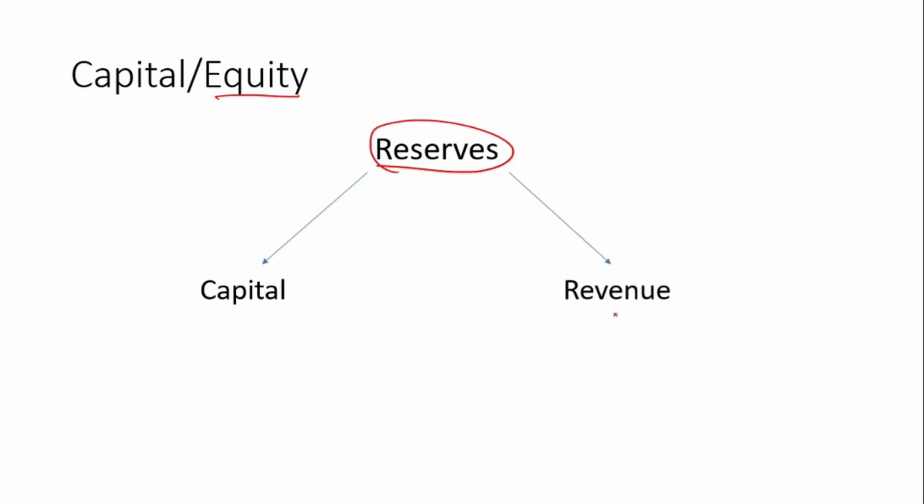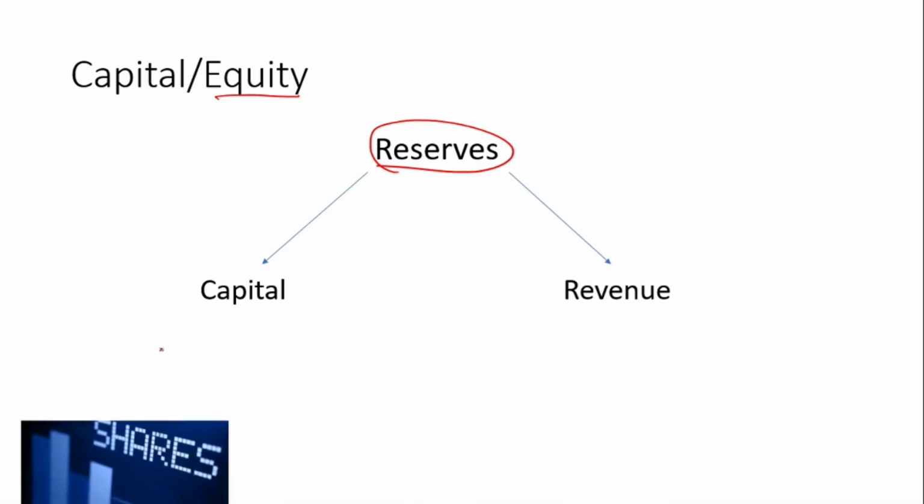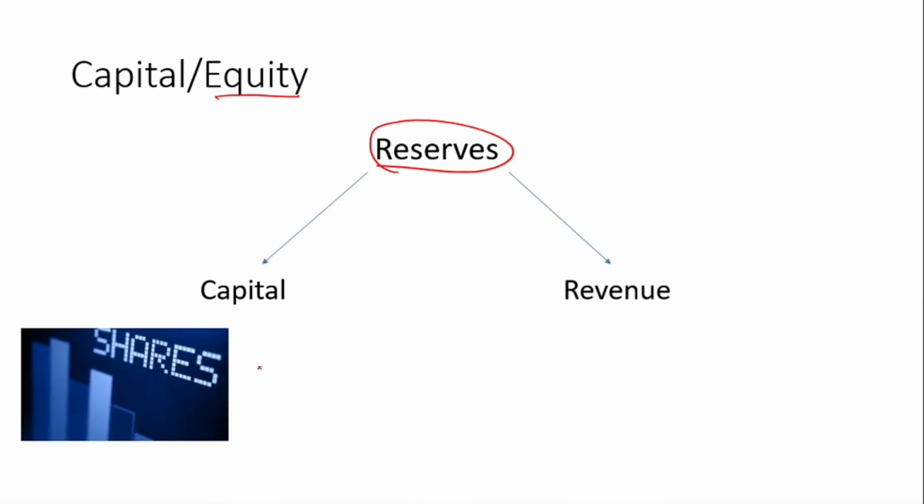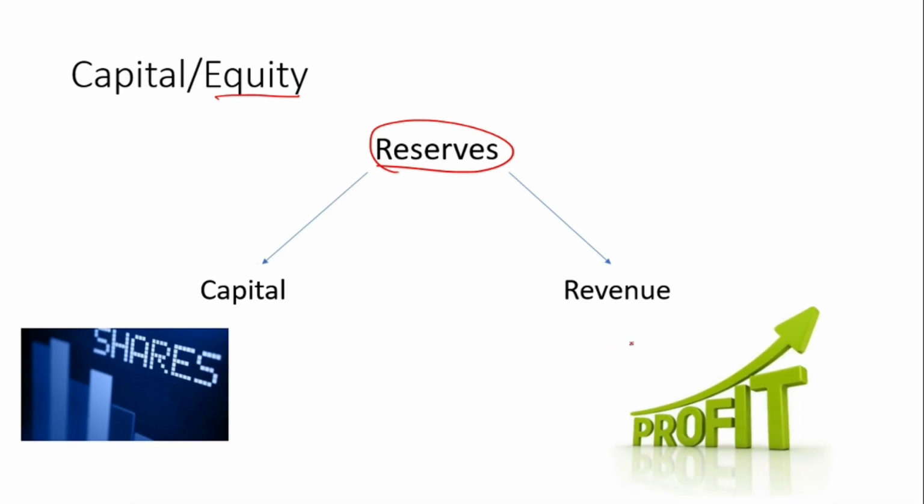And finally, for capital, capital is also known as equity, and it is also known as reserves. And there are two types of reserves. One is capital, and the other is revenue. For capital, it can be like shares or owners or investments, whereas for revenue it's normally relating to profit. So you can see that capital is all relating to shares and profit.